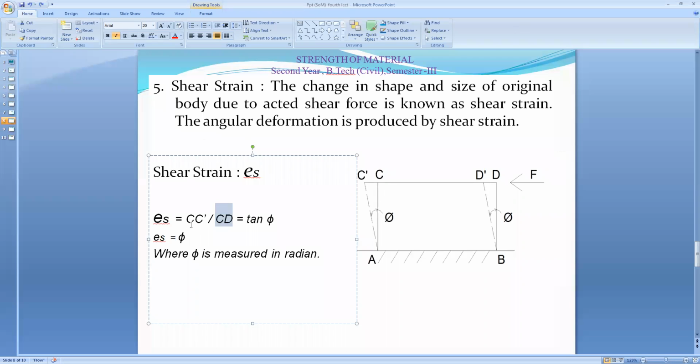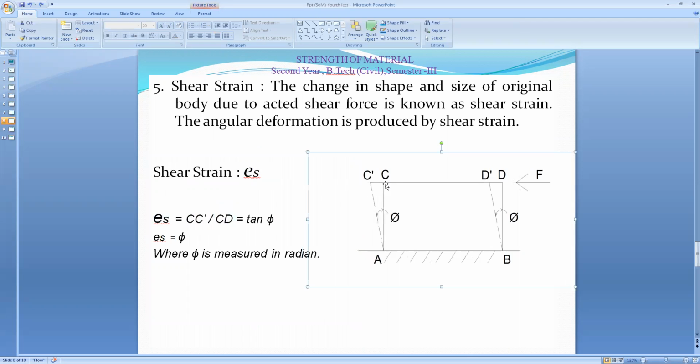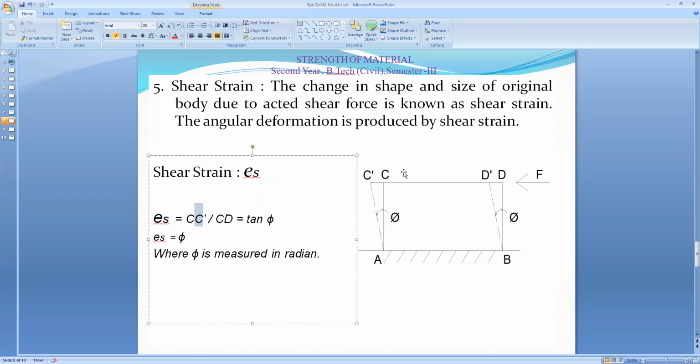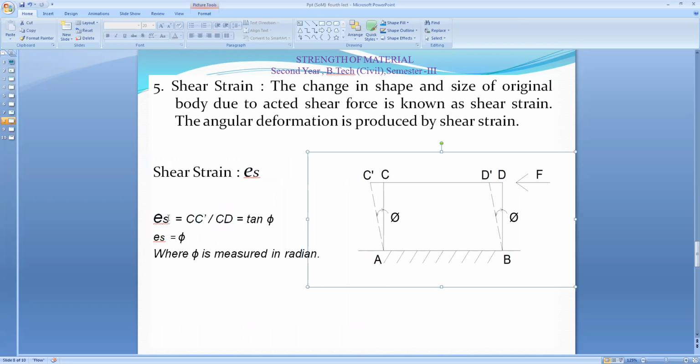Sorry, I repeat again. How to calculate shear strain? ES is equal to C to C dash divided by CD. The change in length, C to C dash or D to D dash, take C to C dash as well as D to D dash as the change in length, divided by the original length C to D. We can get the ES.